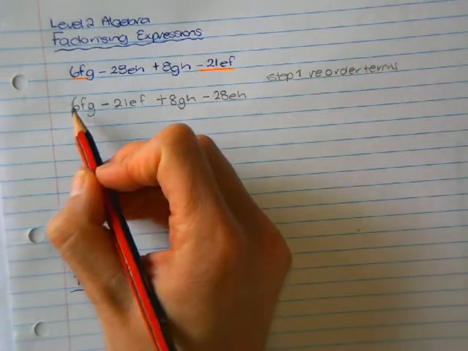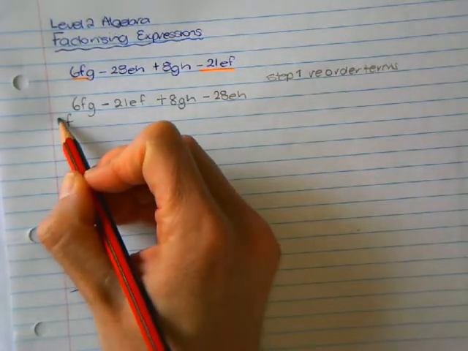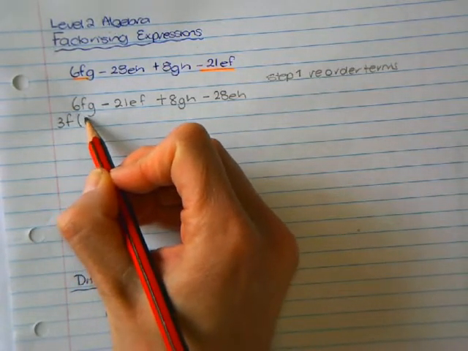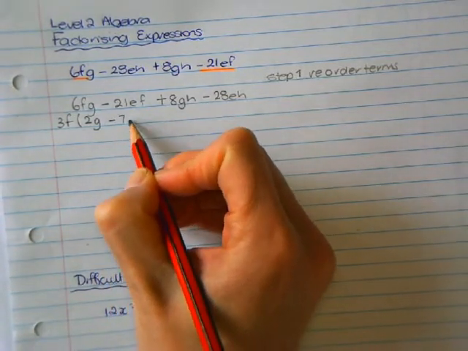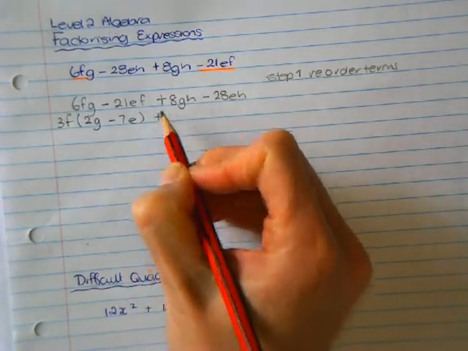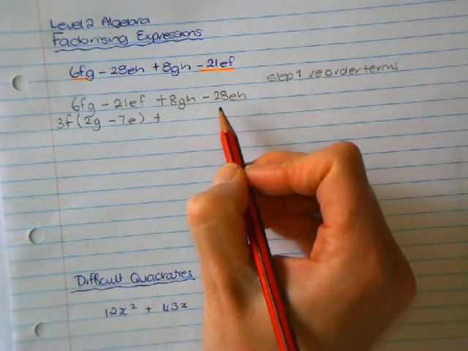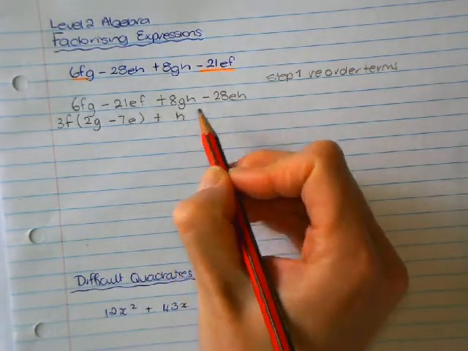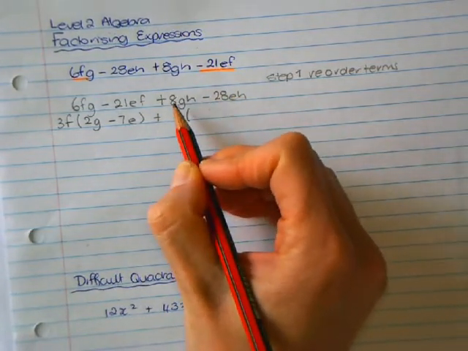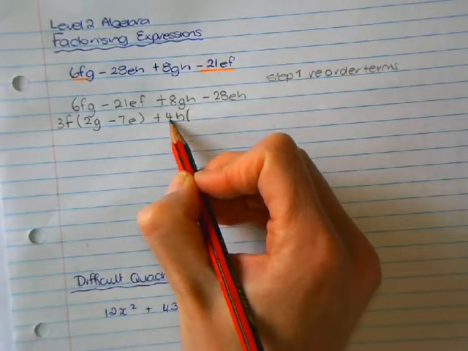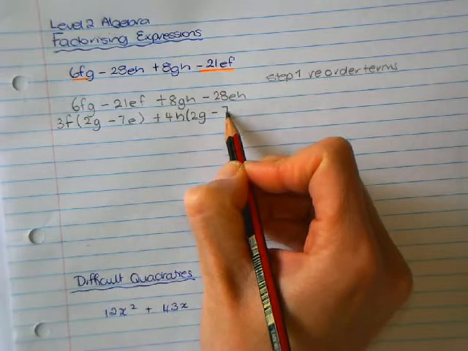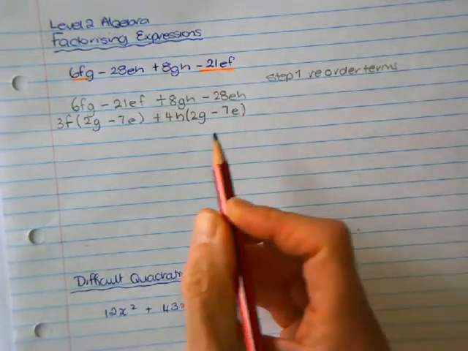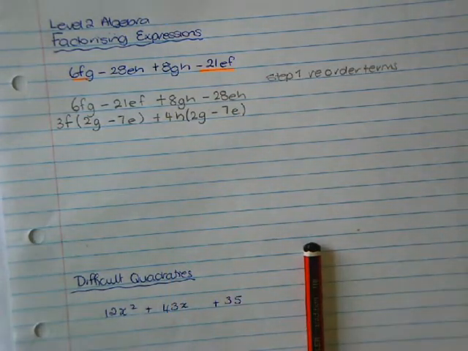Okay, so on the outside of this bracket I'm going to take my f, and of course the highest common factor is 3, so inside I'll have 2g minus 7e. And on the outside of this bracket here, I'm going to have h, and the highest common factor of these two is 4, so I'm going to have 2g minus 7e again.